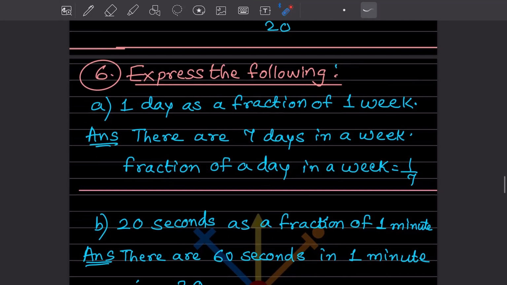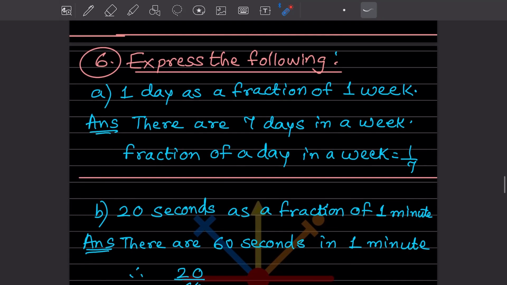So the next one, the next page, is the following. 1 day as a fraction of 1 week. Now you know 1 week. In 1 week there are how many days? There are 7 days in a week, right? So see, why did we do this? This is a day, and this also will be days, right? So the unit should be the same. So what did they ask? 1 day as a fraction of a week. So 1 day, this is 1, and this is 7. So 1 by 7, fraction of a day in a week. Hope you got it. This is 1 day, and this is 7 days.